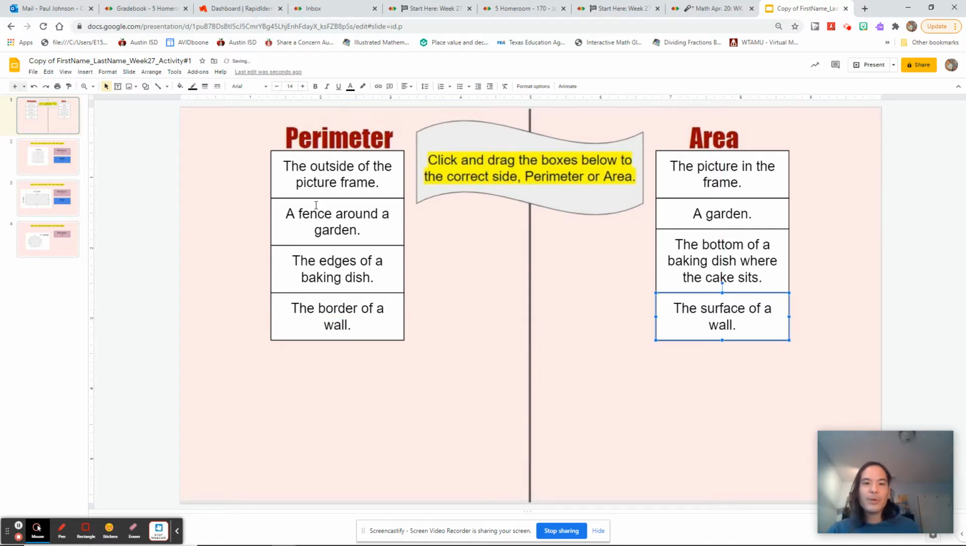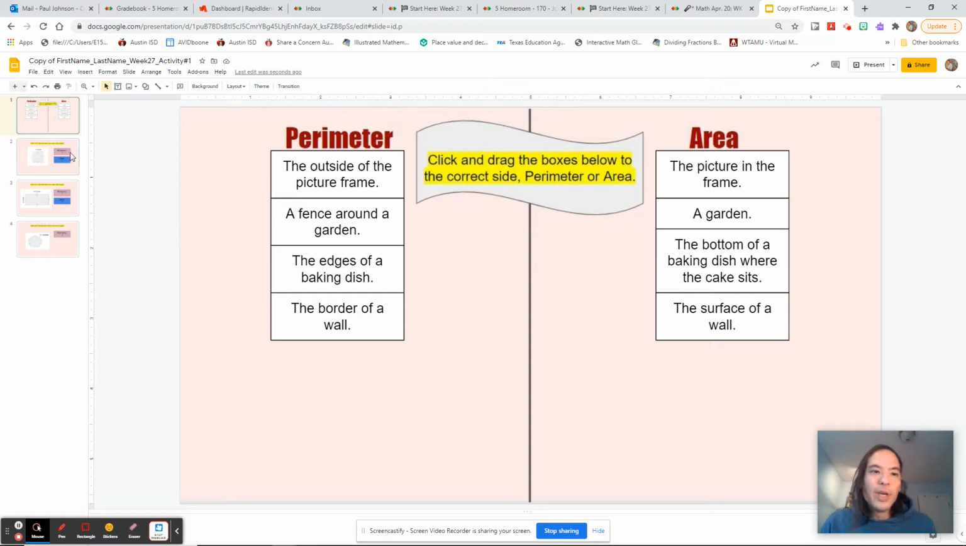All right? So the outside of a picture frame is the rim or the perimeter. The picture inside the frame, that's the area. The fence around the garden, it's the rim, the perimeter. The garden itself is the space inside. That's the area. The edges of a baking dish, the rim of a baking dish, perimeter. The bottom of the baking dish where the cake sits, that's the area where the cake sits, right? That's all the space of cake. That's the area. The border of a wall, perimeter, border. And the surface of a wall is everything else, the whole space that it's taking up. All right, so perimeter is around the edges and area is all the stuff inside.